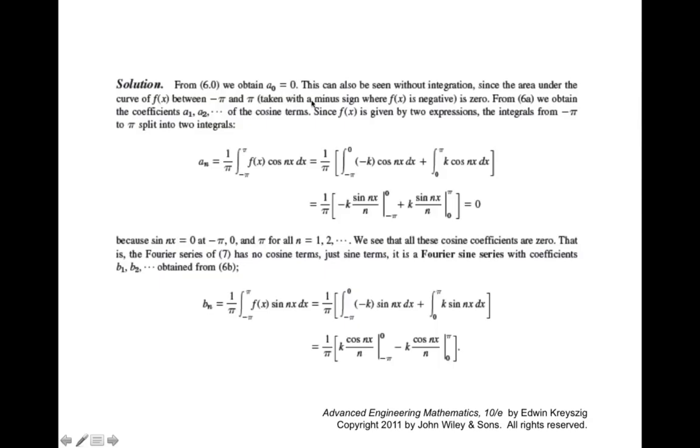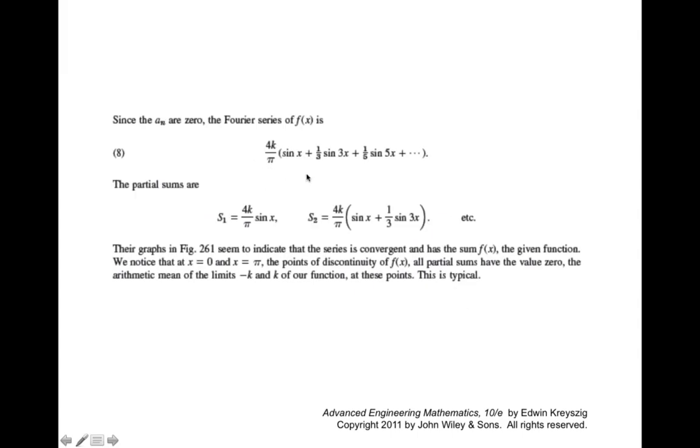Now if we want to find a sub n, we take 1 over pi times the integral from minus pi to pi of f of x cosine n x. Doing that integration, you find that it cancels and becomes 0. Then solving for the b sub n coefficients, which is f of x sine n x, you find that the solution is not 0. In fact, the solution comes out to be 2k over n pi times 1 minus cosine of n pi, which is just a kind of fancy way of writing all of this.